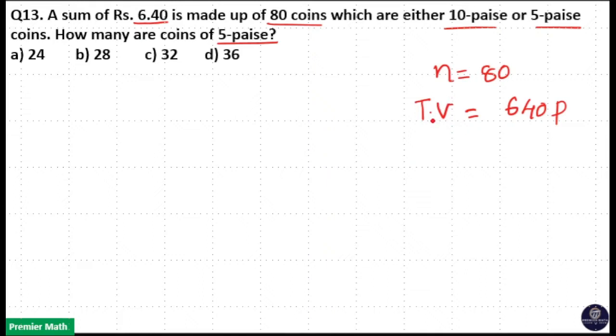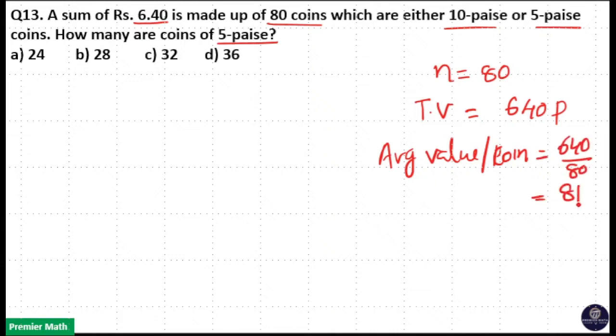Here total value divided by total number of coins will give you average value per coin. That means 640 divided by 80. That will give you 8 paise. So you have 10 paise coin here, 5 paise coin here. And the average value of one coin is equal to 8 paise. So this is 10 paise coin, this is 5 paise coin. Average value of one coin is equal to 8 paise.